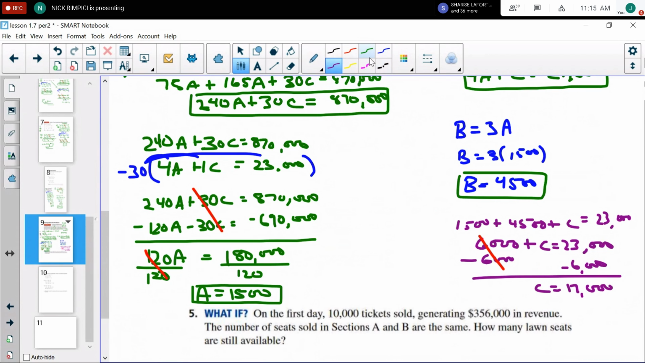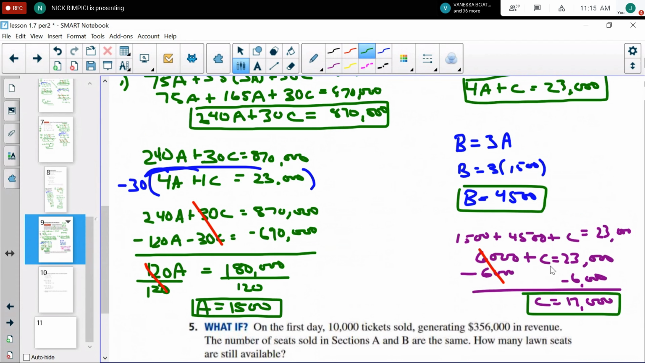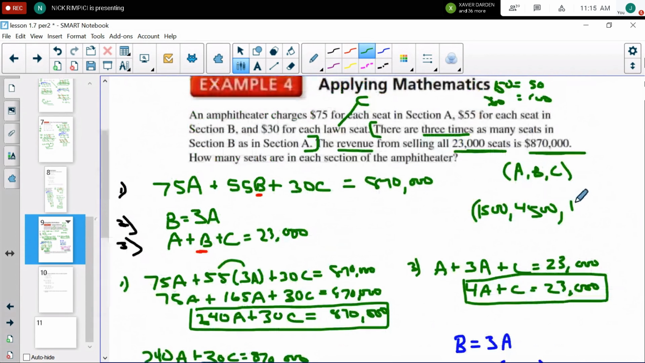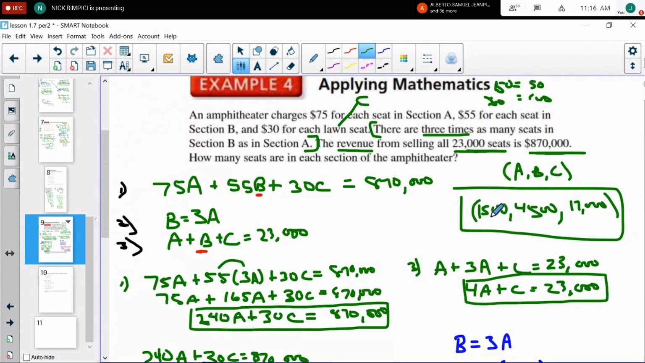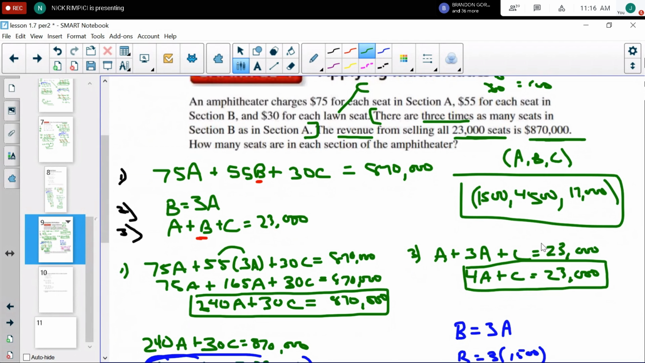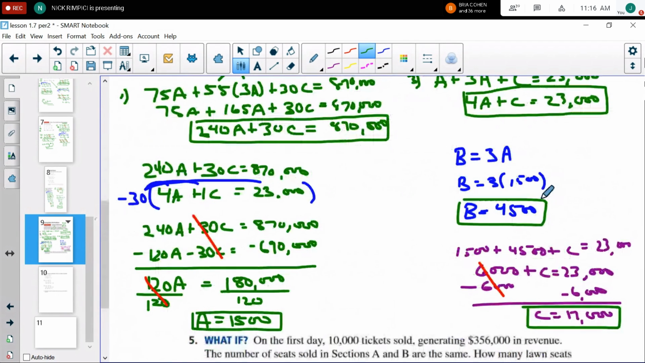So that is the value of the number of lawn seats. There are 17,000 lawn seats. So let me just go back up and make sure I write in there that I have 17,000 lawn seats. So that goes here. That's C, 17,000. So this would be my answer. My answer is 1,500, comma 4,500, comma 17,000, because there are 1,500 seats in section A, 4,500 seats in section B, and there are 17,000 seats that are lawn seats. And that would be everything. We found all the values.